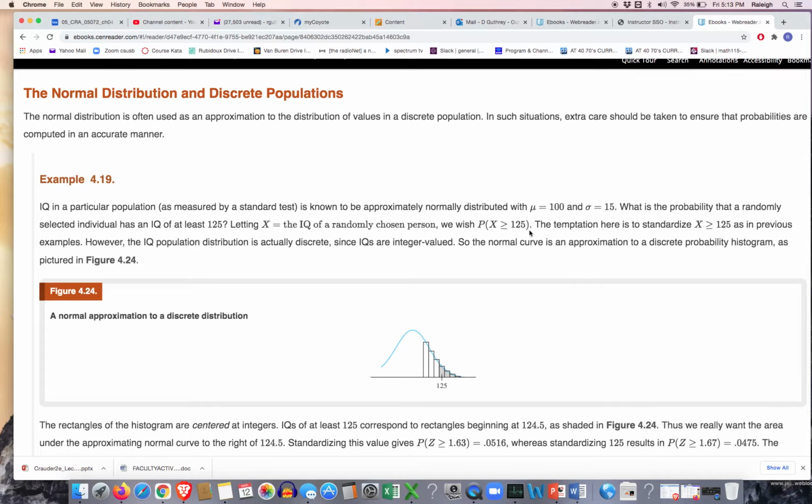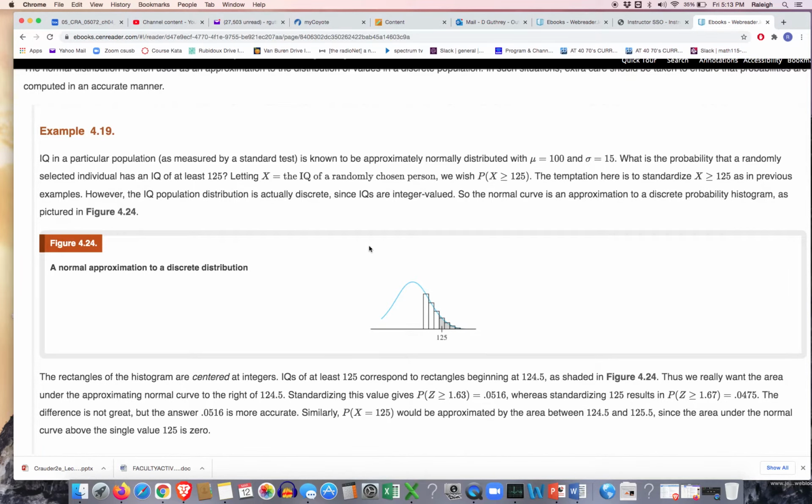So anyway, 125, not too bad, I guess. So we standardized this, put it into the Z form, and we would do that. Not too hard to do. 25 is the difference between 125 and 100, over 15. That's going to be 1 2/3, 1.67 for the Z.